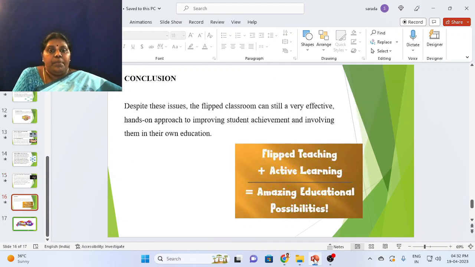Let us conclude the topic. Despite these issues, the flipped classroom can still be a very effective hands-on approach to improve students' achievement and involve them in their own education.